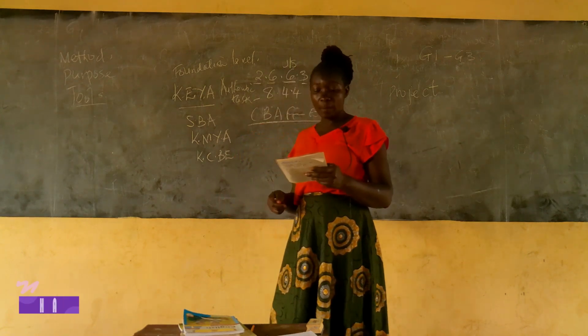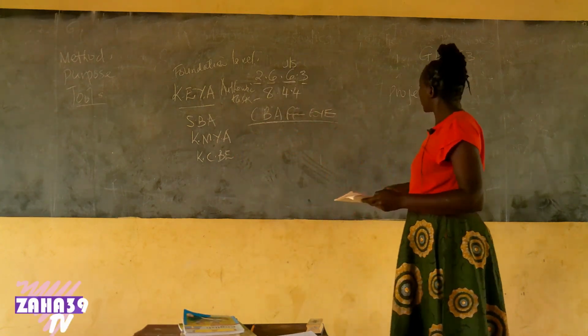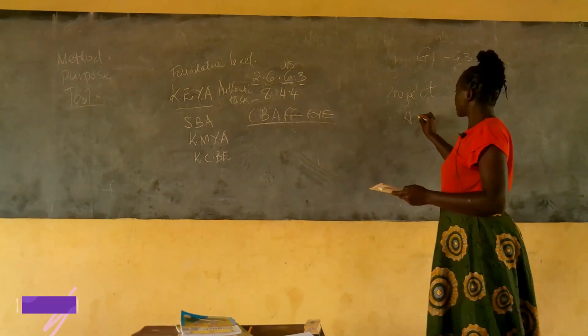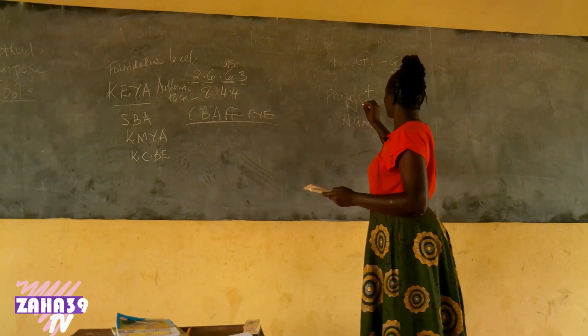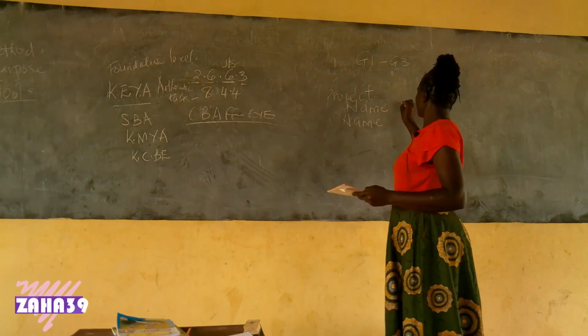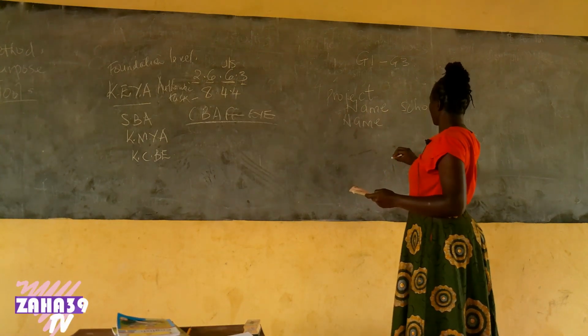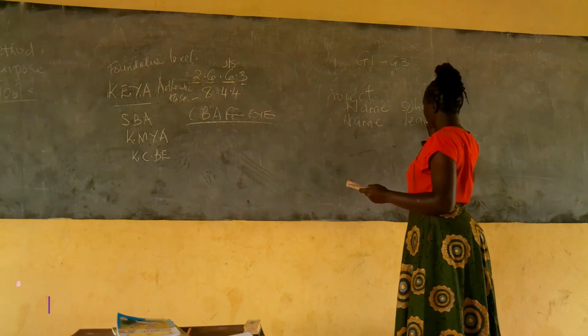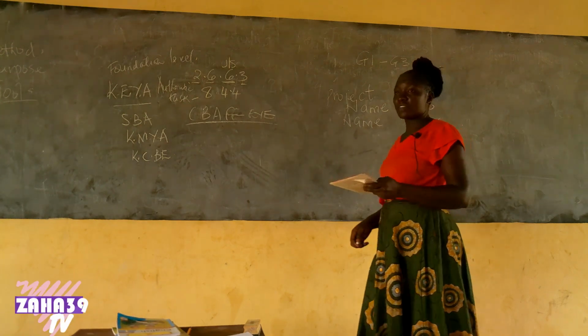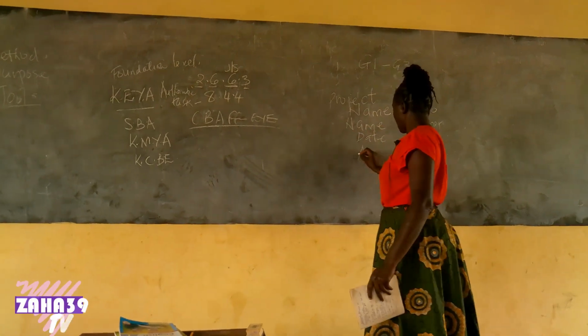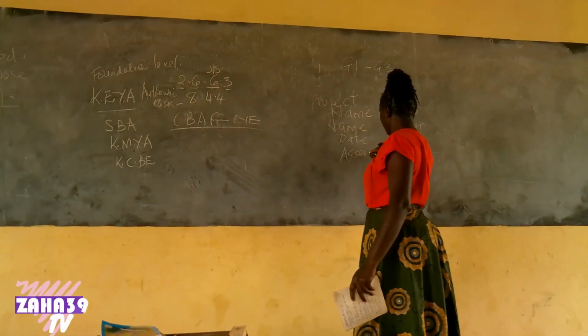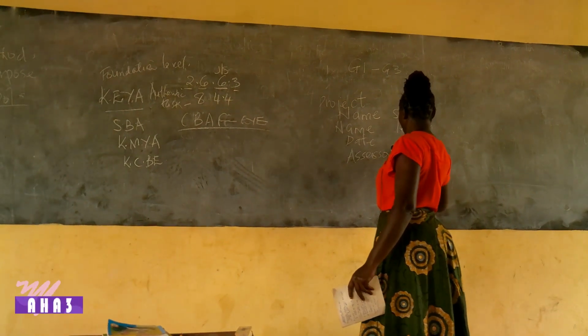Then, in this profiling, we have the name of the child. We also have the name of the school, the name of the learner. And then we have the date, assessor's details or assessor's name.